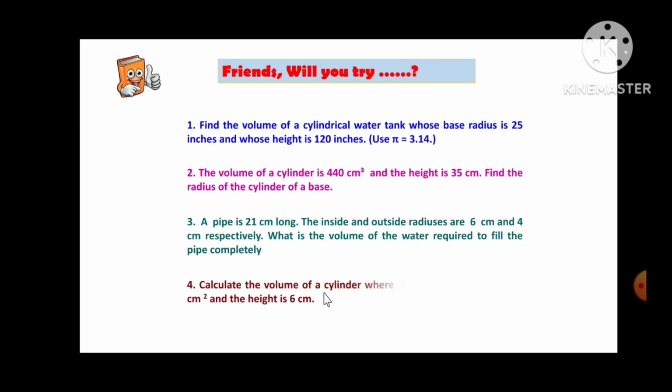Last one, calculate the volume of the cylinder where the area of the base is 30 centimeter square and the height is 6 centimeter. So these are the easy problems, and all those problems are based on the volume of a cylinder. Try this.